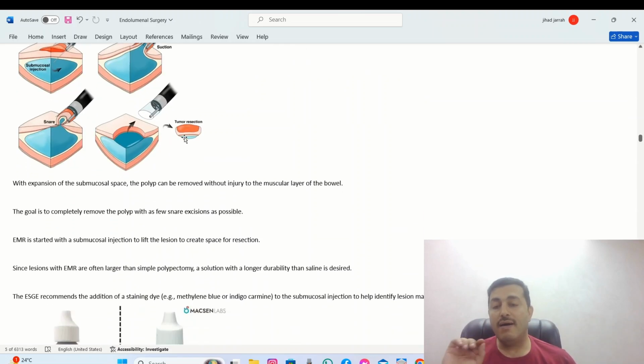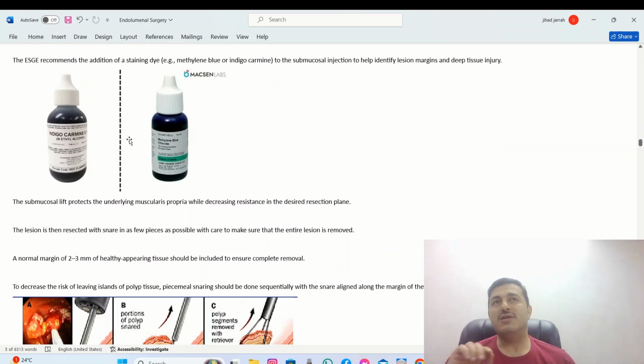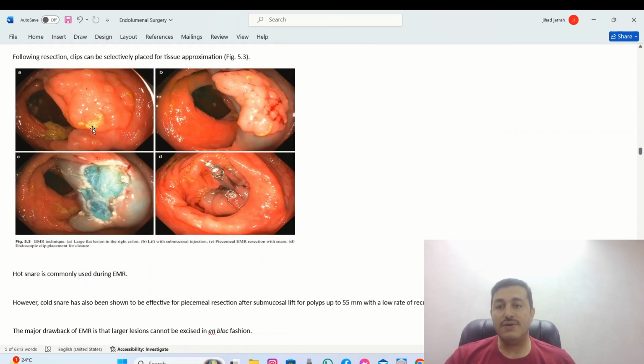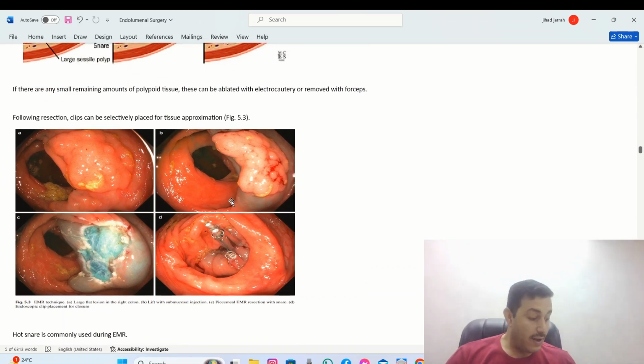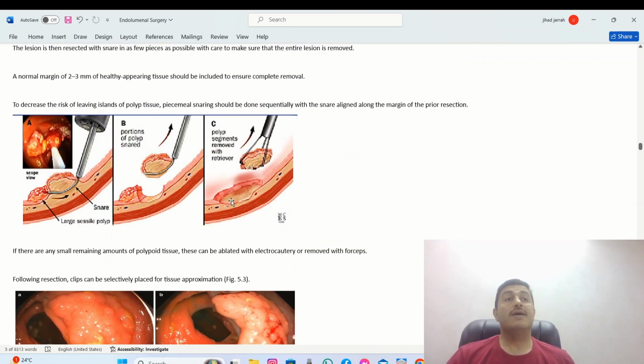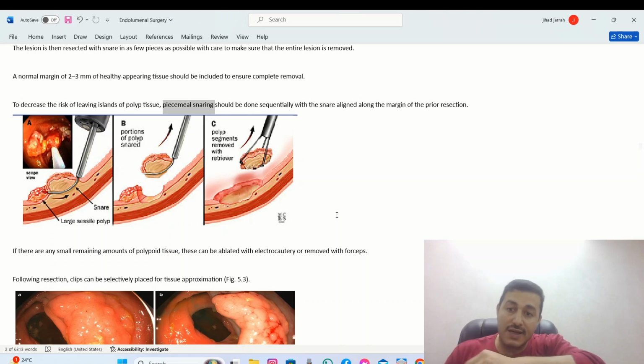What I want to add is that we also use some dye just to guide our plane of dissection. As you see here, this is a serrated polyp where they inject a lifting agent with dye. The clip is not routine; closure of the defect is upon the endoscopist's preference. What else I want to add about endoscopic mucosal resection is that sometimes it is not removed in one piece, but in what we call piecemeal snaring. Actually, we remove part, then we go to the edges of the last part and we remove it.